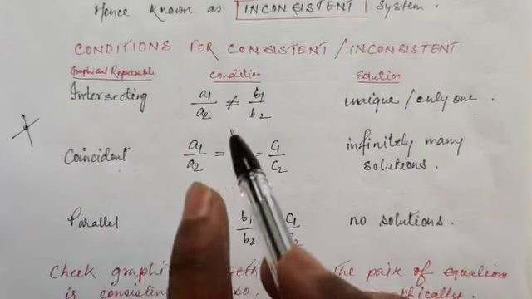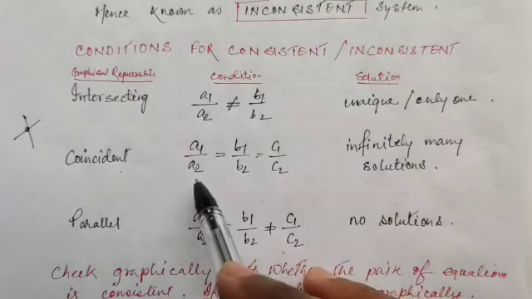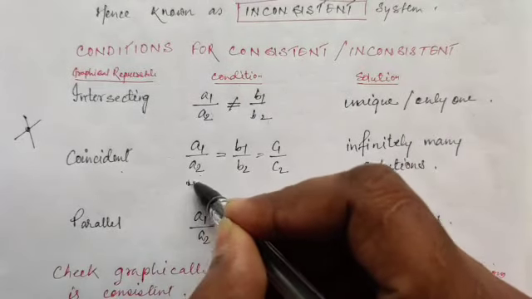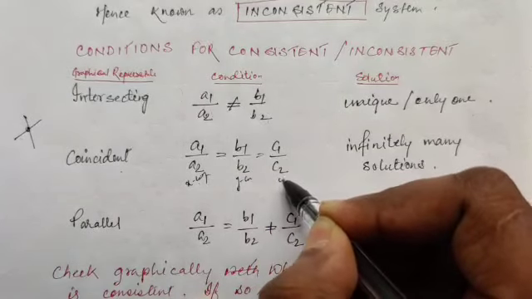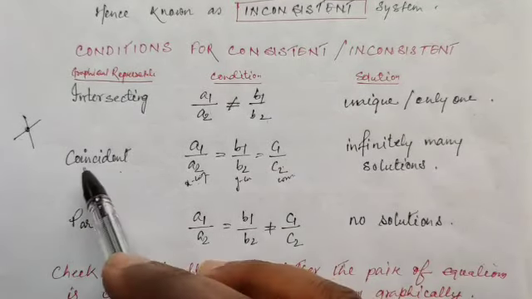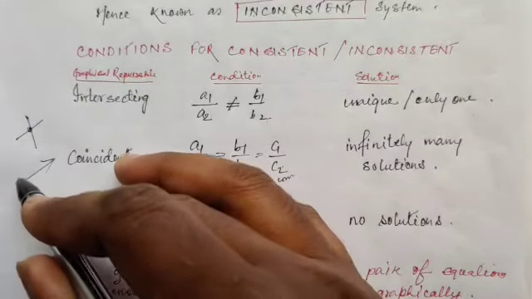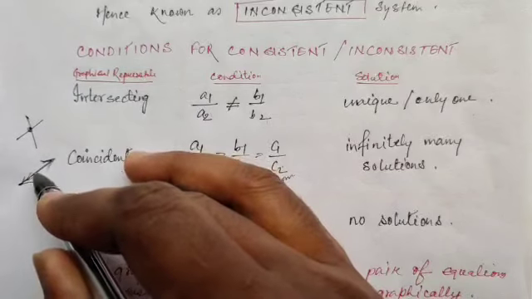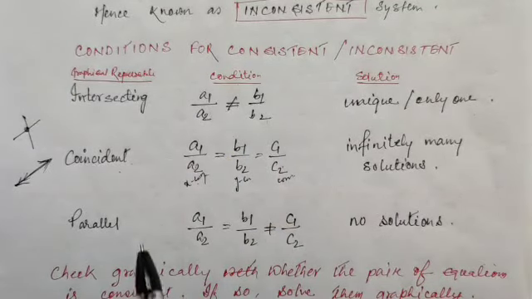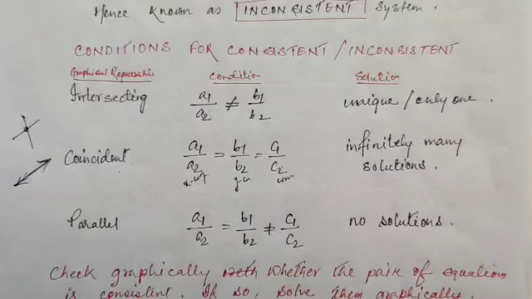For coincident lines, what is the condition? This is the x coefficient, this is the y coefficient, and this is the constant. All the ratios are proportional for coincident lines. That means the two given lines will lie one above the other, in which case there will be many solutions, because all the points of one line will intersect with all the points of the other line. As we know, a line is made up of many points in a straight line. So in a consistent system, for coincident lines there will be many solutions.